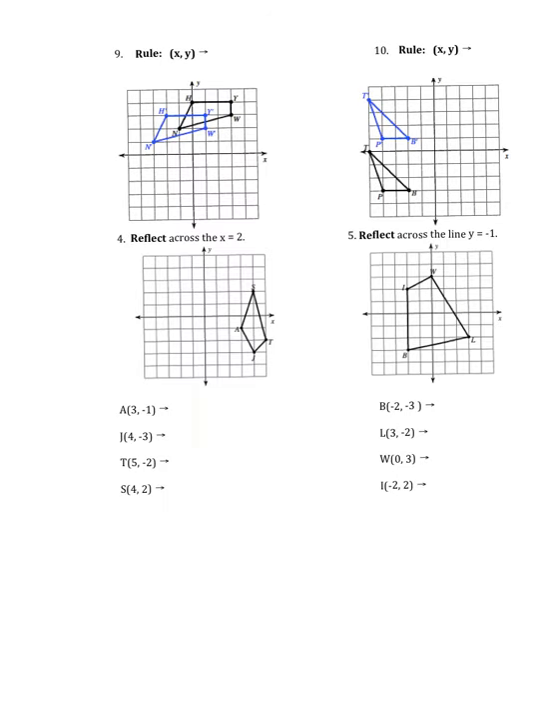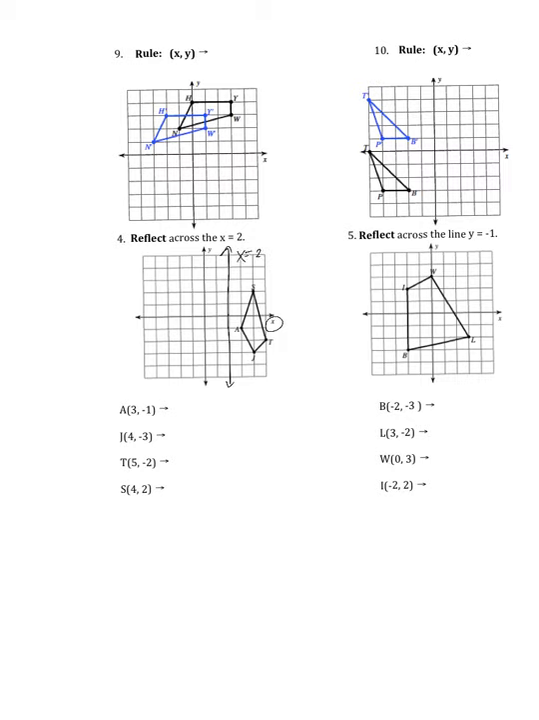Number 4 here on page 6 asks us to reflect over the line x equals 2. Well, where is that line? X is this axis right here. X equals 2 is right here. So x equals 2 is this line right here. That is my line of reflection, x equals 2.